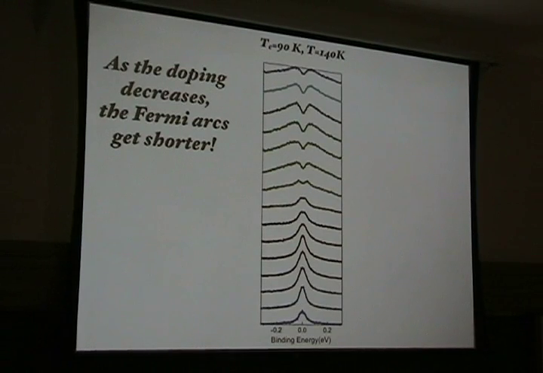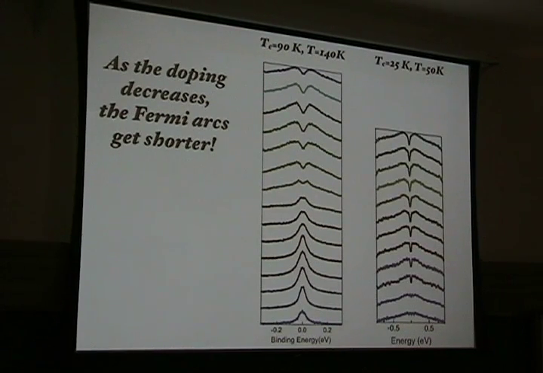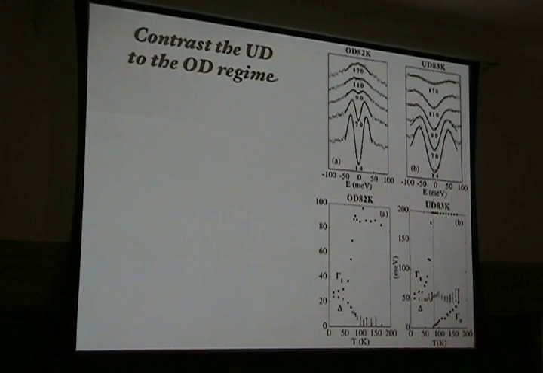Okay, so let's see how it evolves with doping. As we decrease the doping, the Fermi arcs get shorter. They become smaller and smaller. So we're trying to go down to low doping as TC goes down. You see here, you have TC 90, and you have a long arc. TC 25 Kelvin, and it's a shorter arc, okay? And we have many samples in between.